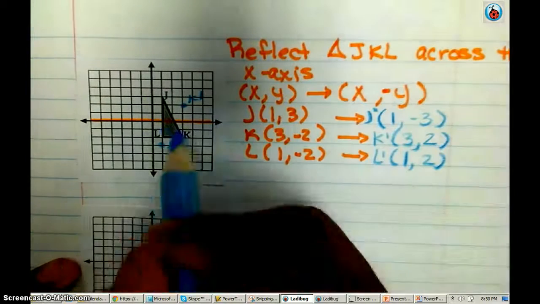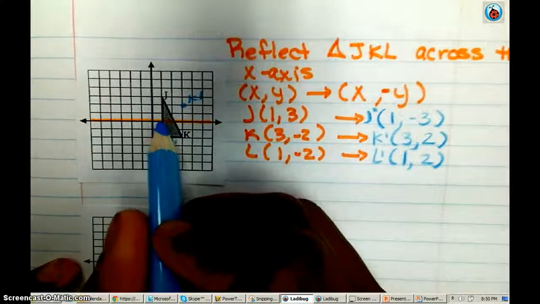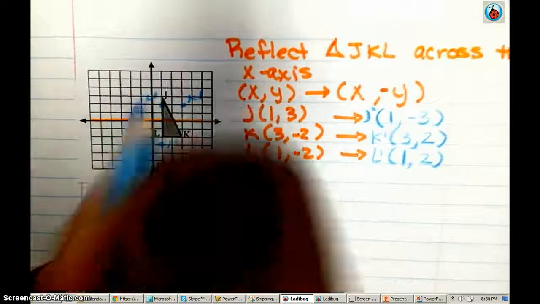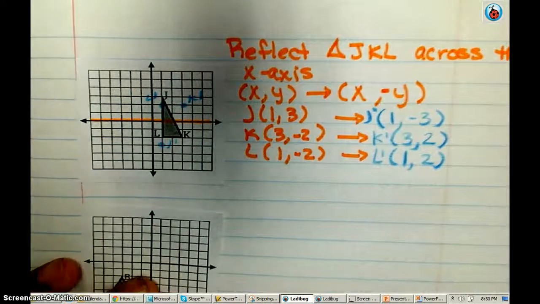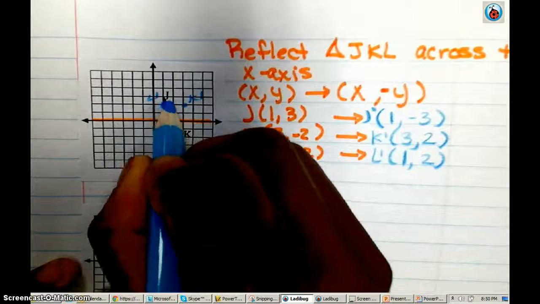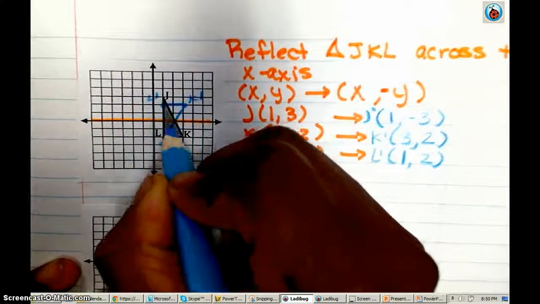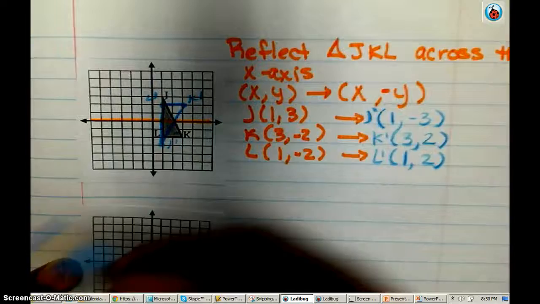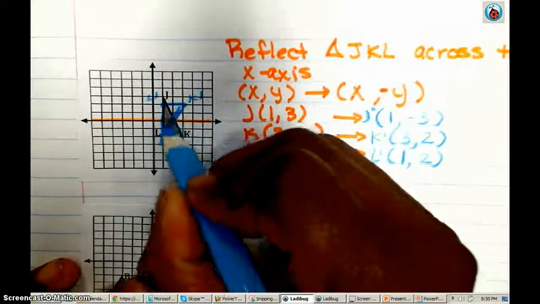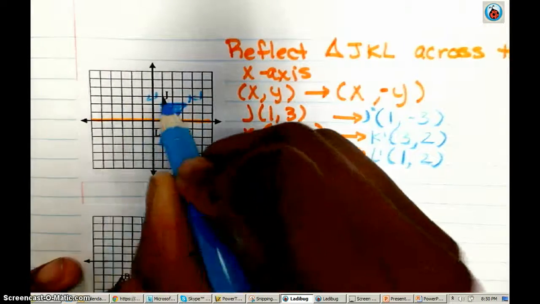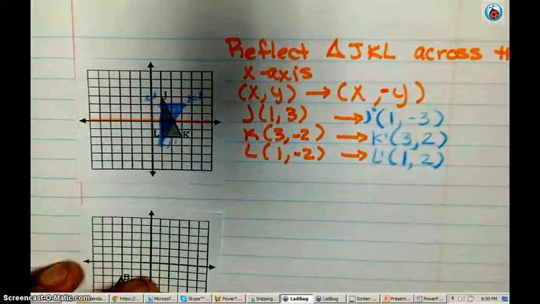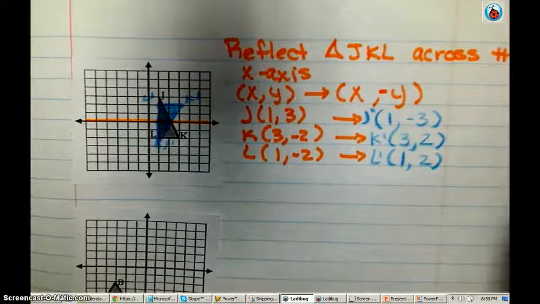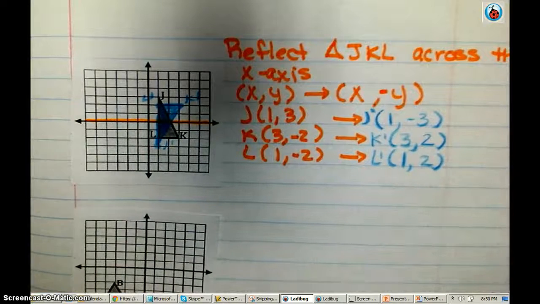And then L prime is going to be at 1, positive 2. So I have L prime at 1, positive 2. And then once I have my points, I'm going to connect my dots. And you can see that we flip that triangle across the x-axis.